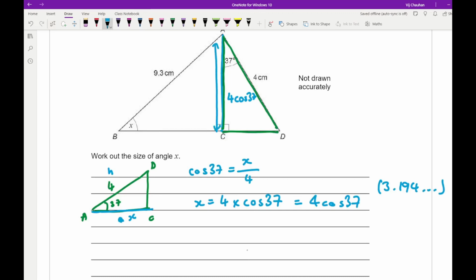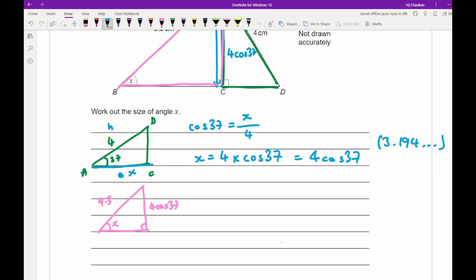So then if I take this triangle out, this triangle here of ABC, and I draw that out again, this angle is what I'm trying to find. This length here is 9.3 and this length here is 4 cos 37, or 3.194. So again, labeling the triangle, I've got H, I've got O, so I'm going to be using sine. So I've got sine X equals the opposite, which is 4 cos 37, or 3.194, over 9.3. So that means that X is going to equal the inverse sine of 4 cos 37 over 9.3.